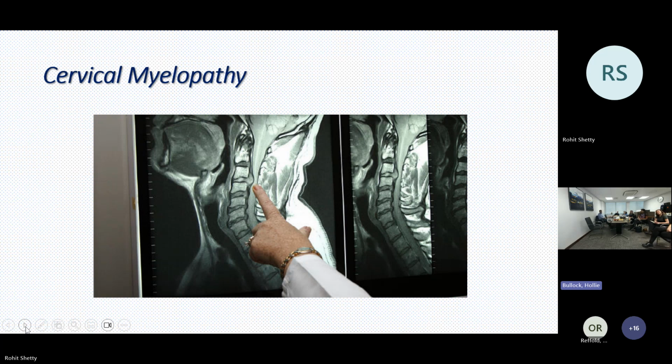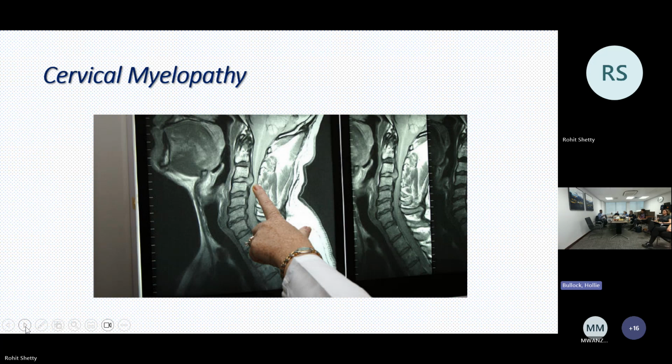Any other questions? Yes, I've got one question. You find that after surgery the patient still walks with a disturbed gait and balance, and the clumsiness with their hands still persists. What's the way forward with that? With cervical myelopathy? Yeah. Okay. Yes.